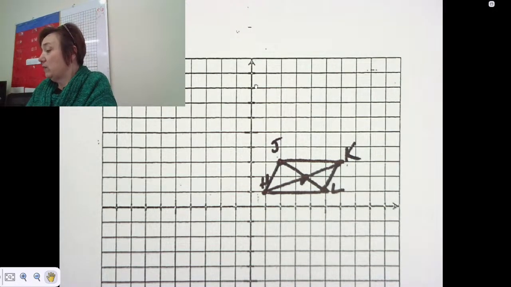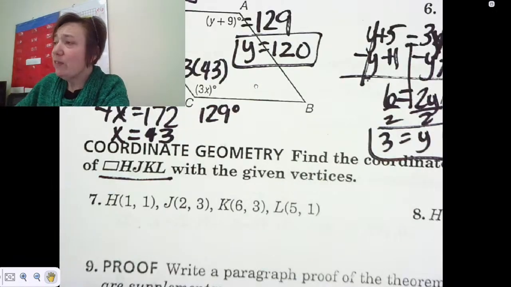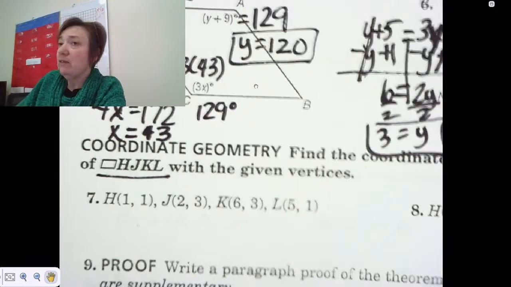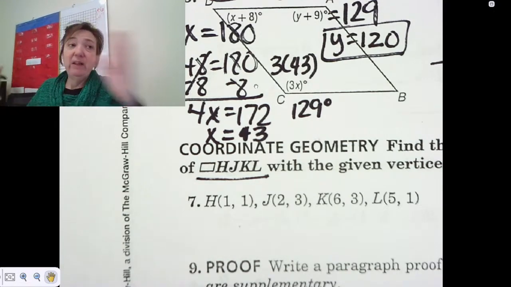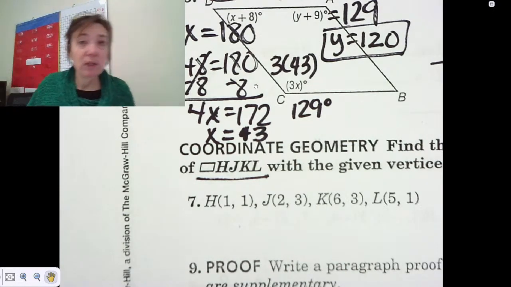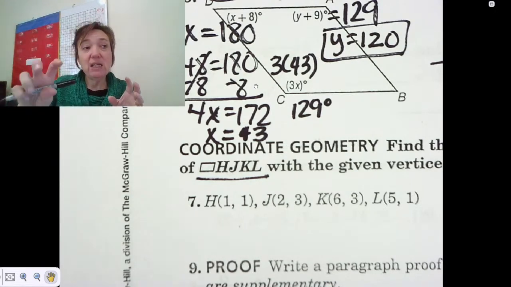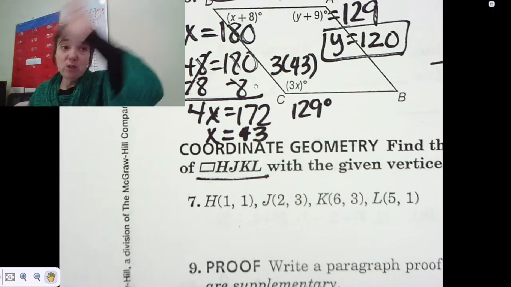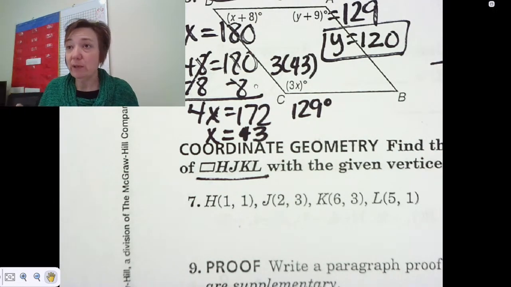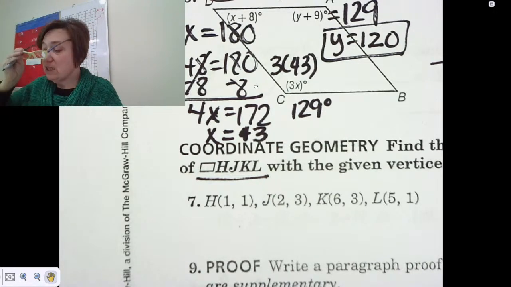We don't need to graph this, though, because here's the deal, pickles. When they give you the name of any kind of shape, it doesn't have to be a parallelogram. It could be anything. It could be hexagon, octagon, quadrilateral, whatever. They give it to you in consecutive order of the points. Go in either clockwise or counterclockwise. It doesn't make any difference. They give it to you in order of the points. So here's what we know.